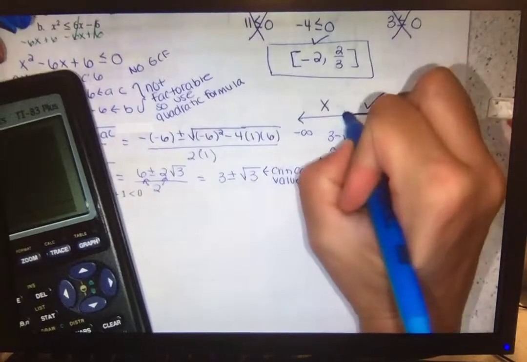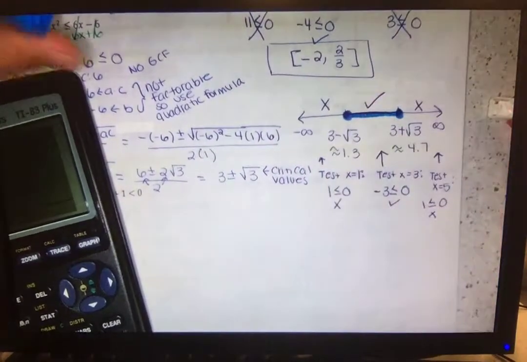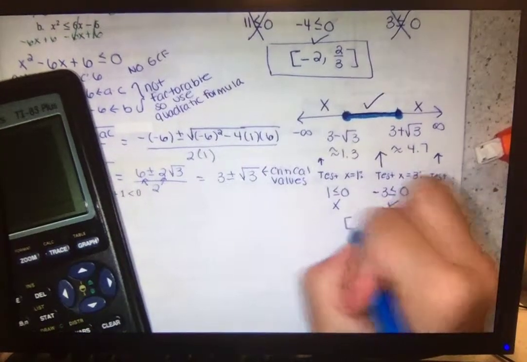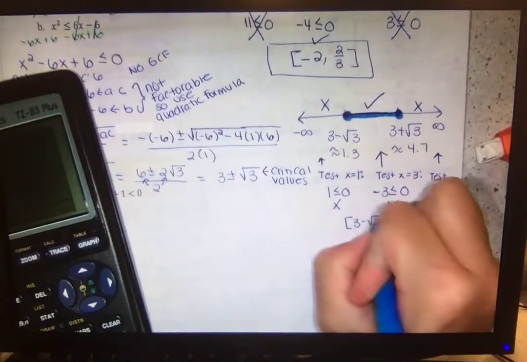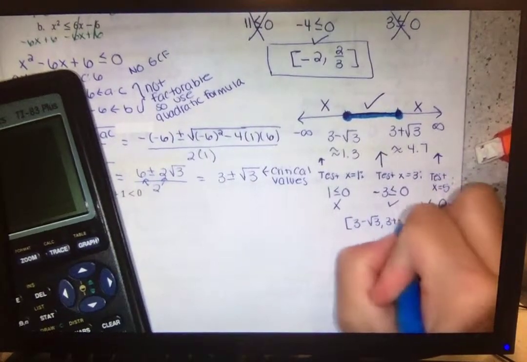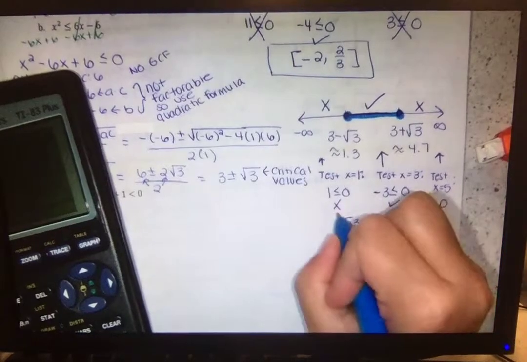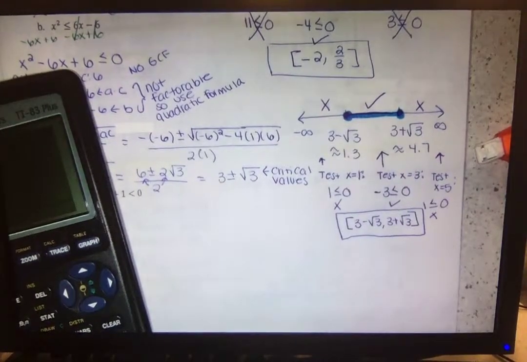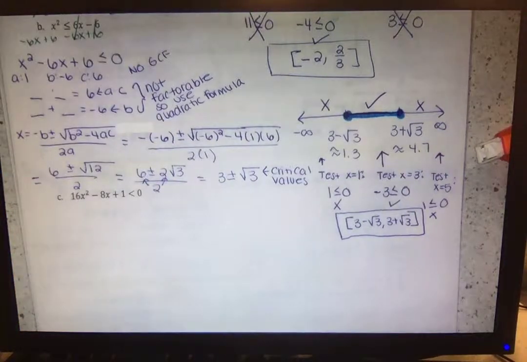So our answer is from 3 minus square root of 3 to 3 plus square root of 3. Both of them are included, so we're going to use brackets. Remember, whenever you write interval notation, read your graph from left to right. So bracket 3 minus the square root of 3, comma 3 plus the square root of 3 with another bracket. So final answer for part B.